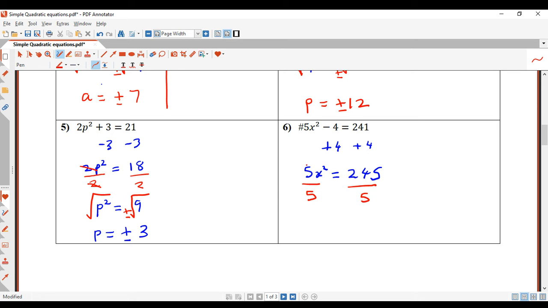Divide by 5. Cancel. And that will give you x squared is equal to, now get your calculator out, 245 divided by 5. It's going to give you 49. Okay, and then you're going to square root both sides. Don't forget the plus or minus symbol. And that's x equals plus or minus 7 as your final answer. How did you go?